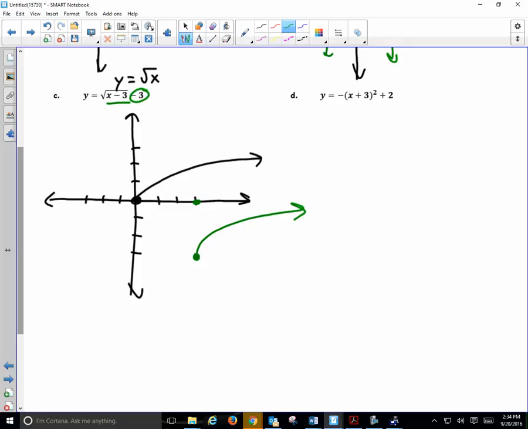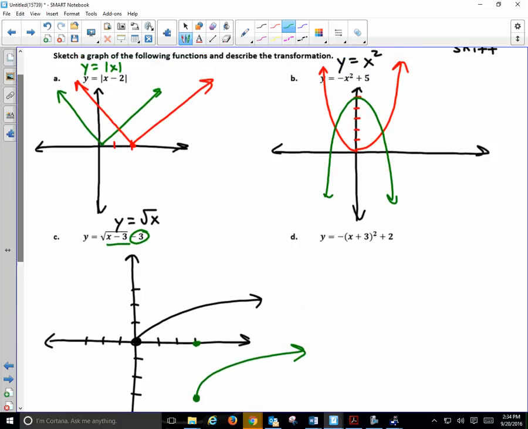The up and down is always easy to remember, isn't it? This is exactly what you think. You know how I remember the inside? I think of what number you would plug in to make 0. What number would you plug in for x to make the inside 0? You'd plug in 3, right? So it shifted over 3. Kind of like this one here. You'd plug in 2 to make it 0, so it moves 2.